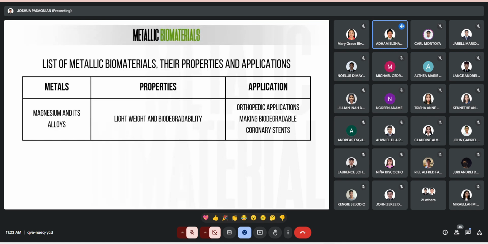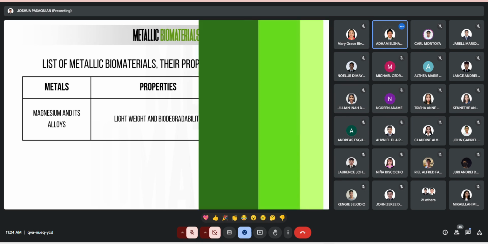And lastly, magnesium and its alloy. The properties of it are lightweight and biodegradability. The applications of it are orthopedic applications and making biodegradable coronary stents. Next slide.